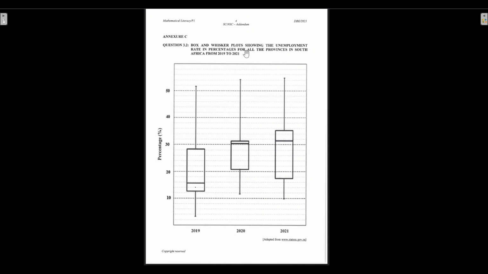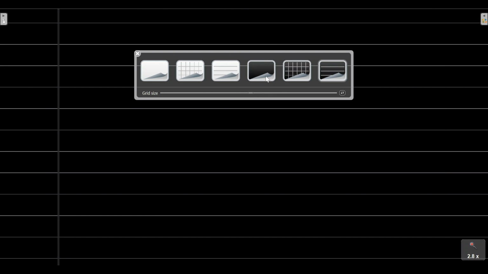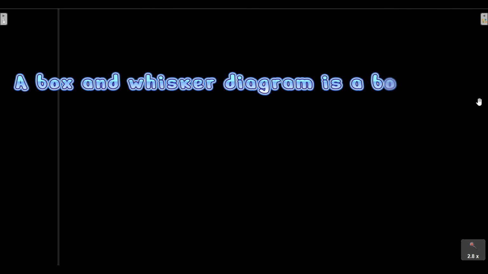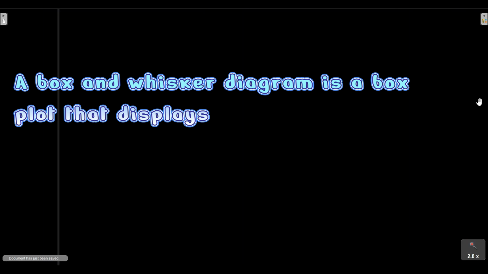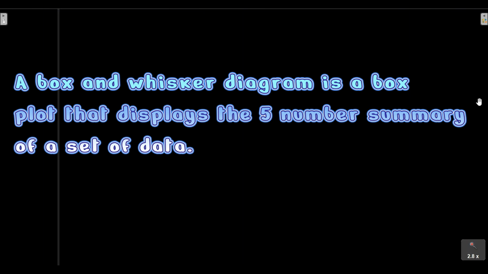But before we even get started with these questions, I just want to quickly explain what a box and whisker diagram is and what type of information it actually gives us. A box and whisker diagram is a box plot that displays the five number summary of a set of data.